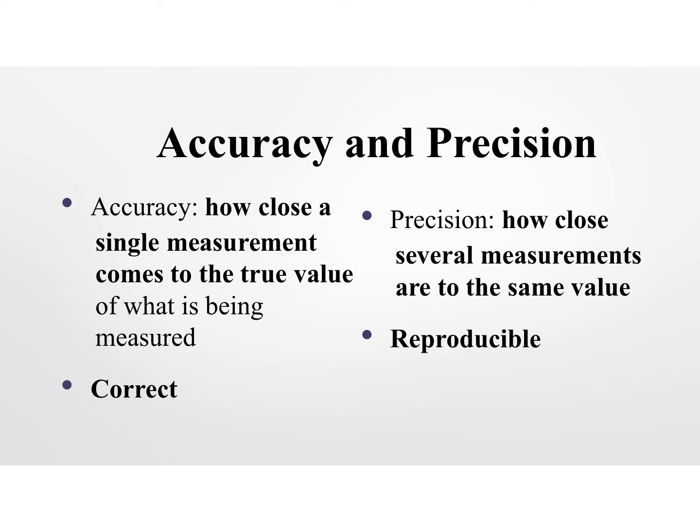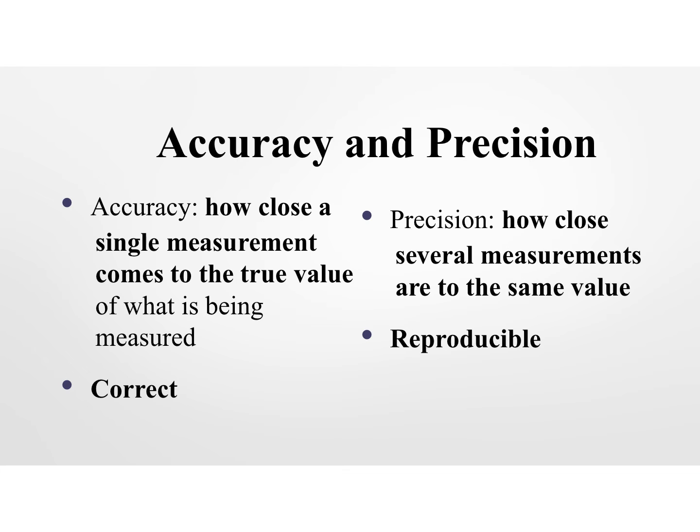Next, we're going to talk about accuracy and precision. In our everyday English language, these two words are used like synonyms. Like if you're being accurate and precise, they're almost like the same thing. But in science, when we're measuring, they have different meanings.